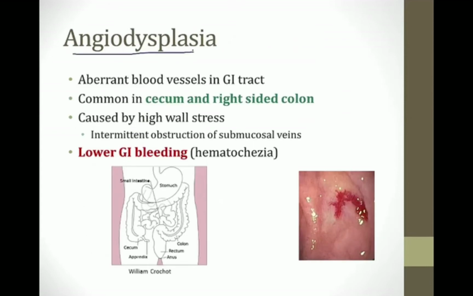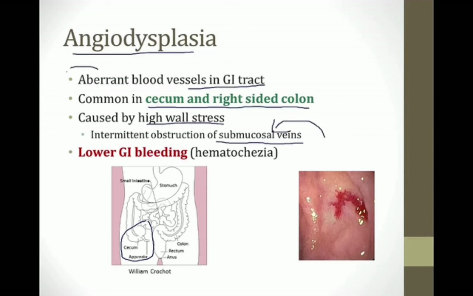Angiodysplasia is presence of an aberrant blood vessel in the GI tract, and these can occur anywhere in the GI tract, but they're common in the cecum and the right-sided colon near the area of the appendix. It's believed that they're caused by high wall stress over years of life that results in intermittent obstruction of submucosal veins. This commonly occurs in older people, so the hypothesis is that many years of intermittent compression of submucosal veins leads to the development of aberrant dilated blood vessels in the GI tract lining.